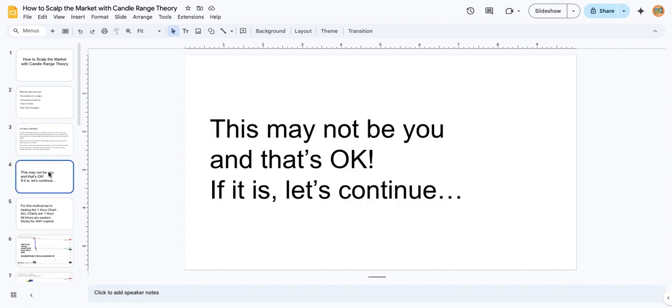This may not be you, and that's okay. You may want to trade for 100 ticks or 100 pips or 50 pips, and that is more than fine. But if you think you are a scalper, you like to be in and out of the market, you're not holding anything overnight, you just want to get in and get out, if that's you, let's continue.